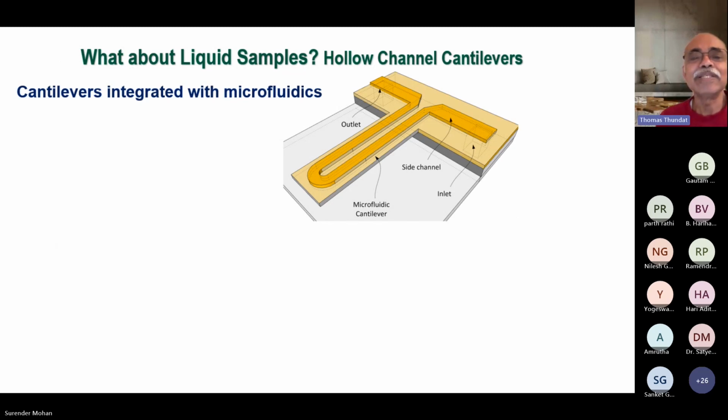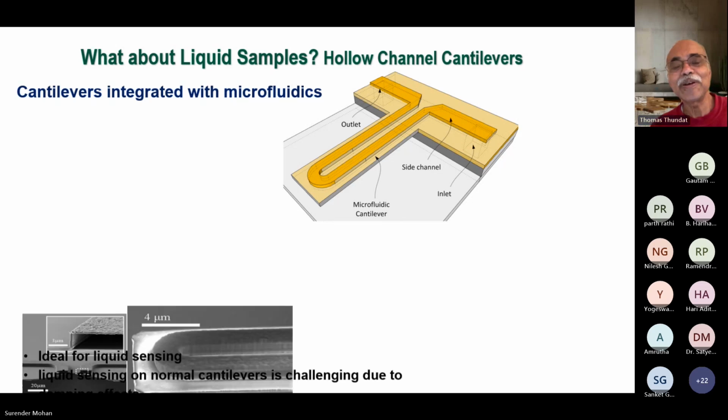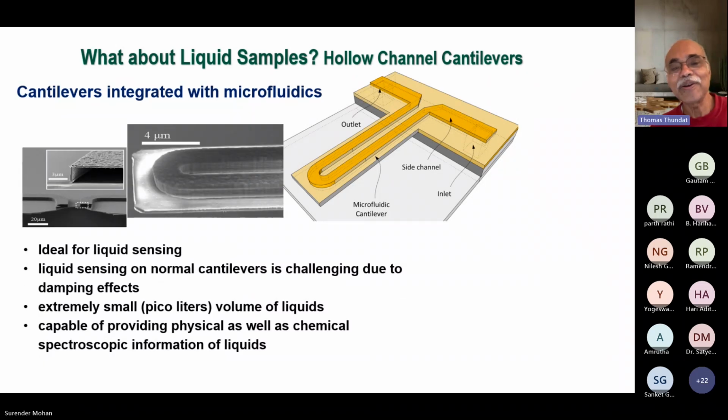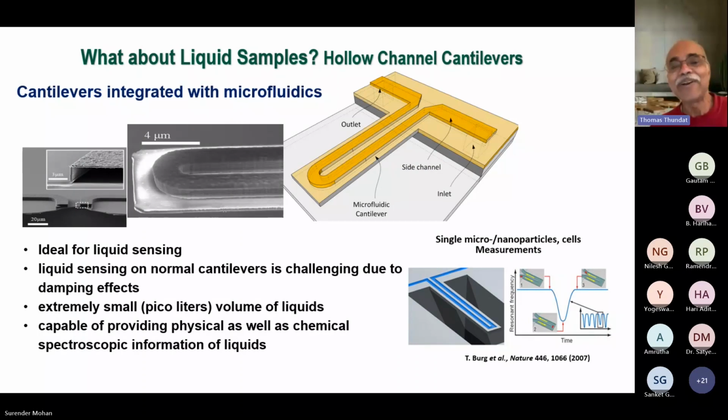So what about the liquid? People ask this question, we want to detect liquids because liquids are more interesting for all kinds of applications. So this is a cantilever, you can see the cantilever at the bottom, and there's a microfluidic channel. Next slide. Yeah, one more.